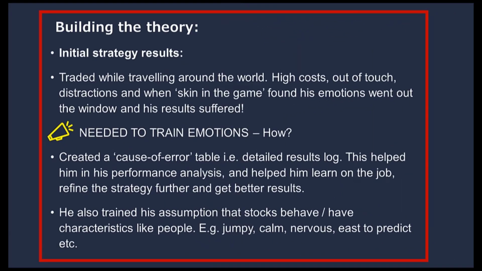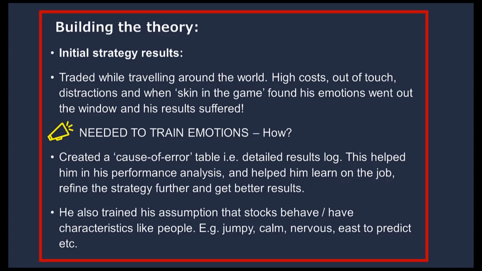So he goes live with his strategy, and what happens? Well, it doesn't go too well. He's travelling the world. He realises there's a lot of costs inside the world of trading. He was out of touch with what was going on, and when he put skin in the game, i.e. his own money on the table, he found that his results suffered badly. So he had to keep training those emotions.